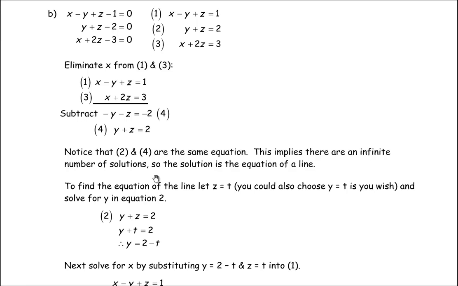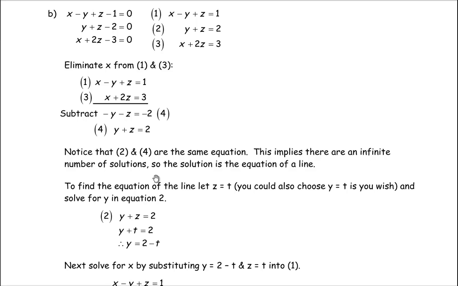For 6b here, again, I have the constants on the left, and if they are, then I'll take them all over to the right, so it becomes 1, 2, 3. And I'll call them equations 1, 2, 3. And so I'm going to start by eliminating x from the first and third.